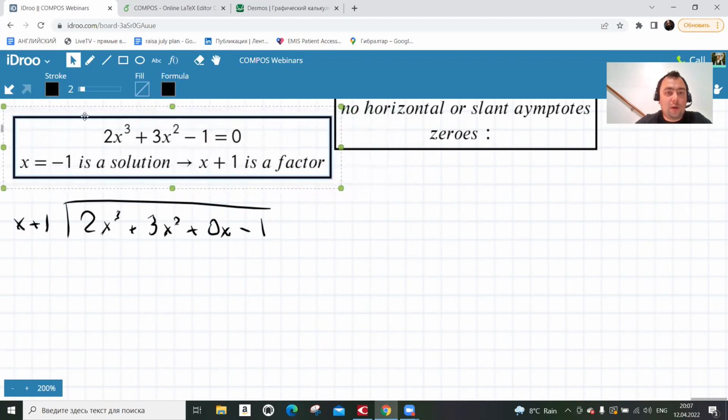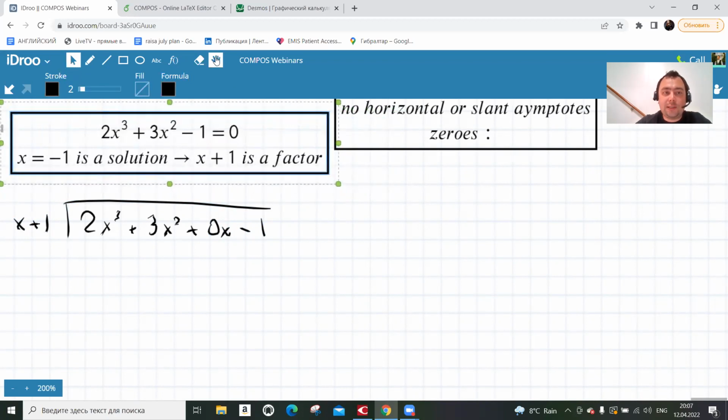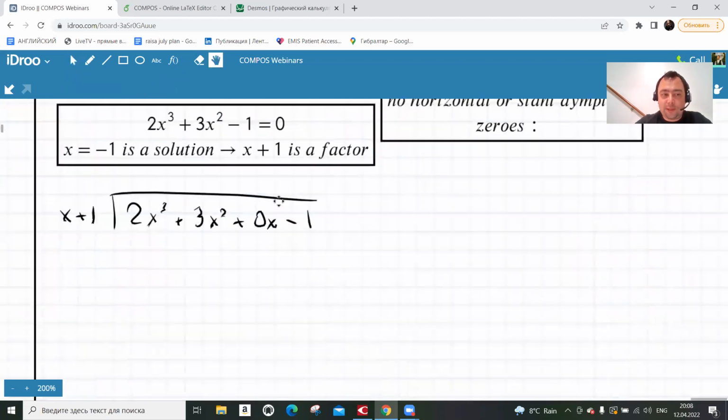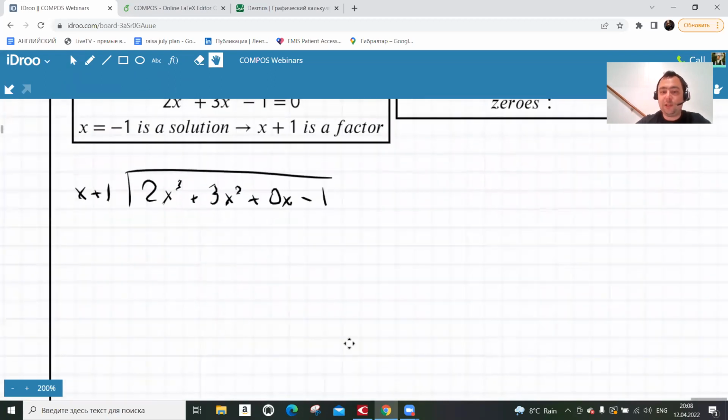Are you familiar with this, or is this completely new? Please comment in the chat. Is this completely new to you, or are you already familiar with it? Familiar. Oh, good.